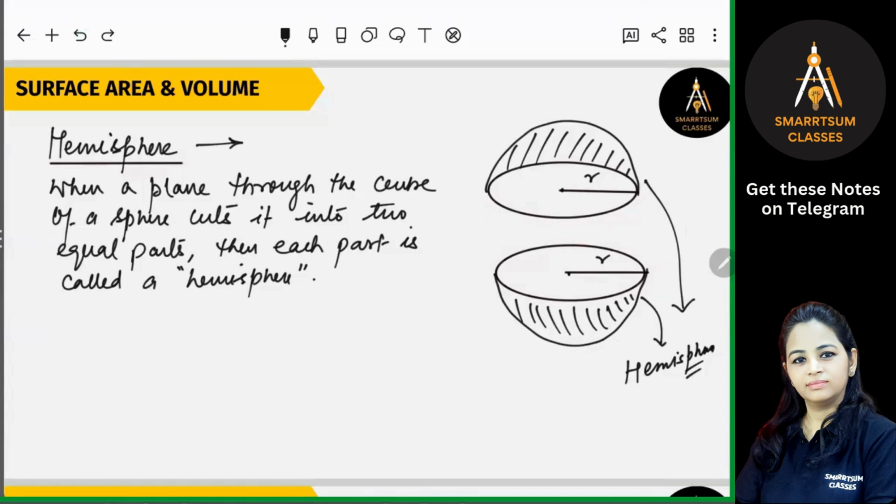The radius of these hemispheres is still r. The radius of the hemisphere is r, as you can see here. Both are the same, r. Now we can find out the volume of the hemisphere, the curved surface area, and the total surface area.